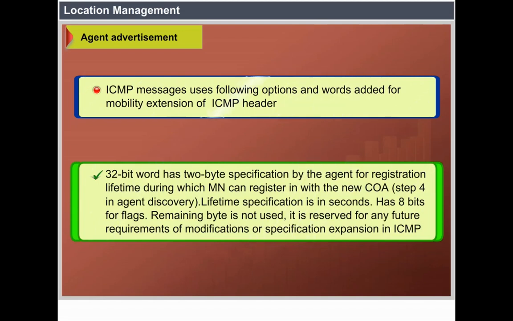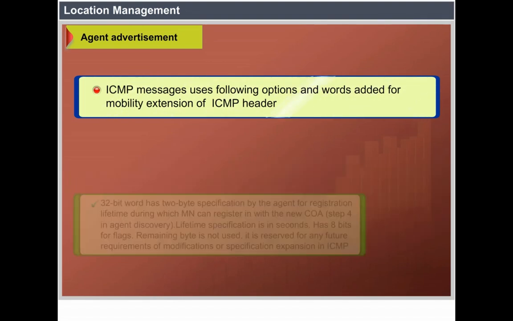A 32-bit word has a 2-byte specification by the agent for the registration lifetime, during which the MN can register the new COA, step 4 in agent discovery. Lifetime specifications are in seconds. It has 8 bits for flags. The remaining byte is not used. It is reserved for any future requirements of modifications or specification expansion in ICMP.